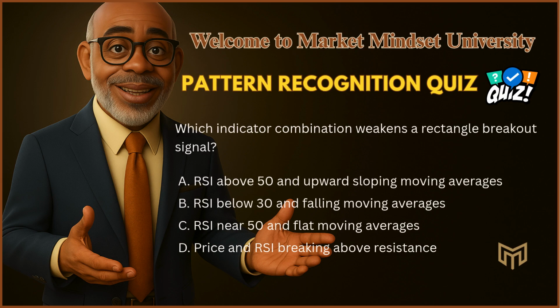Question 6. Which indicator combination weakens a rectangle breakout signal? Is it A, RSI above 50 and upward sloping moving averages? B, RSI below 30 and falling moving averages? C, RSI near 50 and flat moving averages? Or D, price and RSI breaking above resistance? Think about which setup shows the least momentum and trend strength.